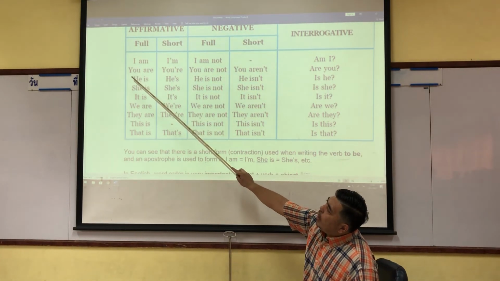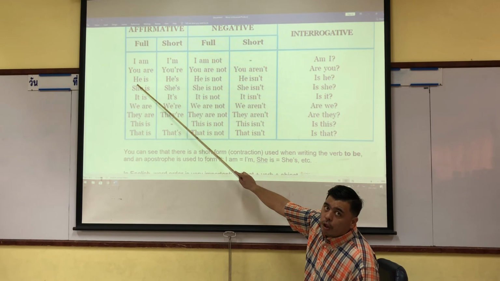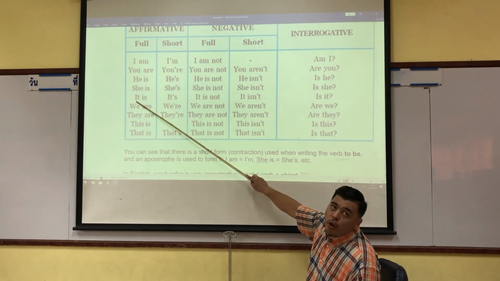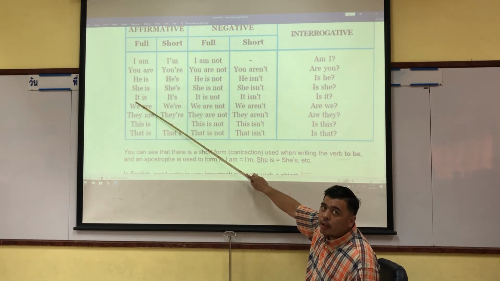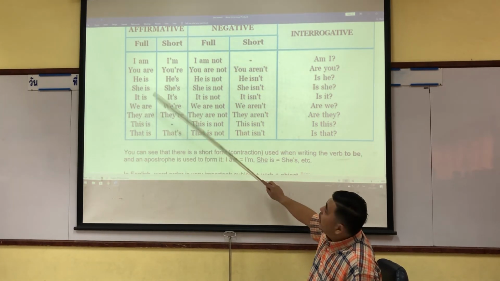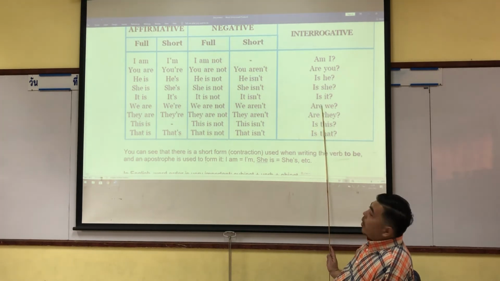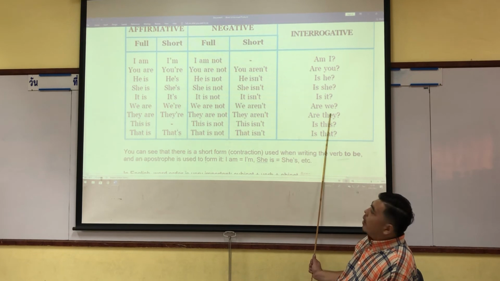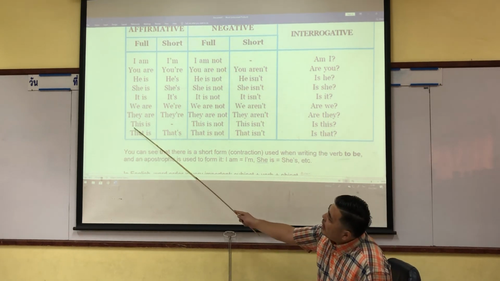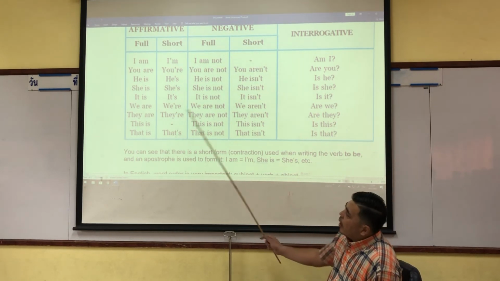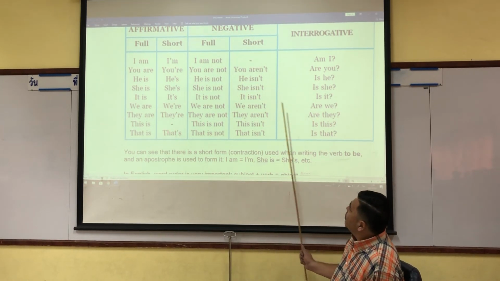What are we going to use for he is? Good. What are we going to use for she is? Good. What are we going to use for it is? Good. We are. Well done. Good. They are. Good. This is. That is.